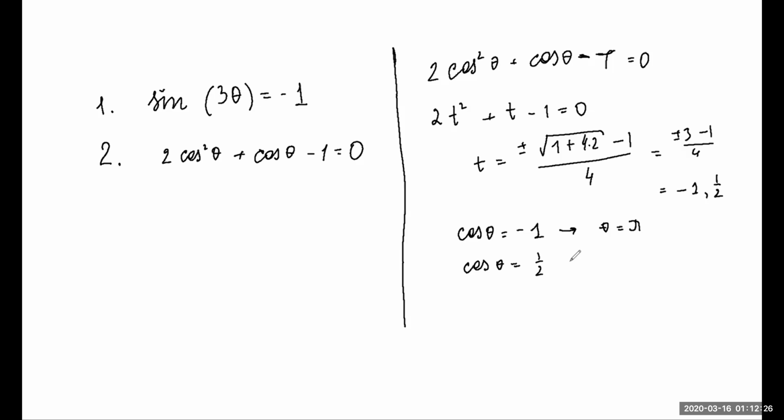My second: cosine of theta equals 1/2. Well, what are 2 possible angles producing 1/2? Theta 1 is produced by pi over 3, right? Pi over 3 is directly giving 1/2. And another one is negative pi over 3, which is 5 pi over 3 actually in positive ones. So we do have 3 solutions: pi, pi over 3 and 5 pi over 3.